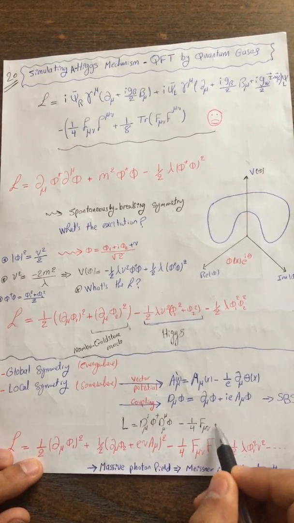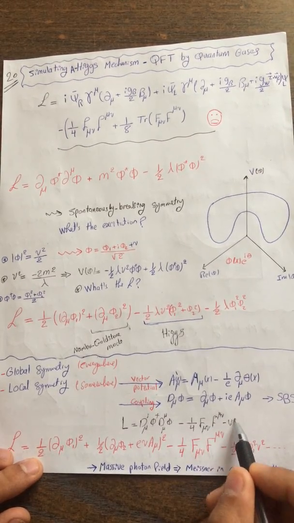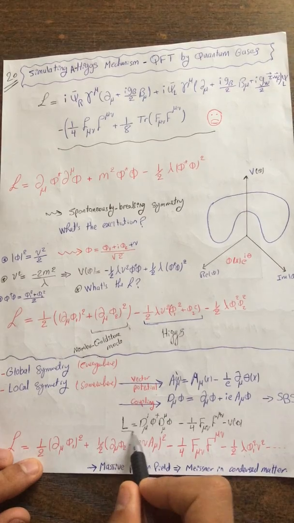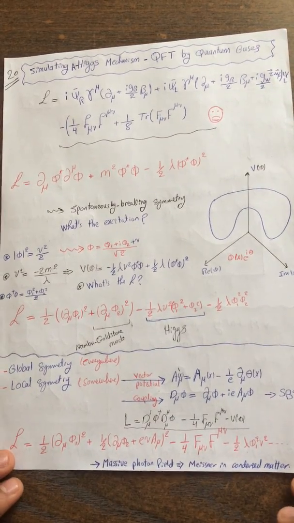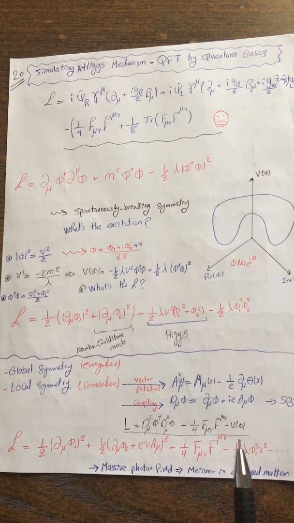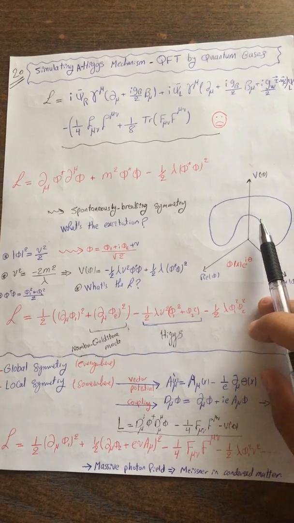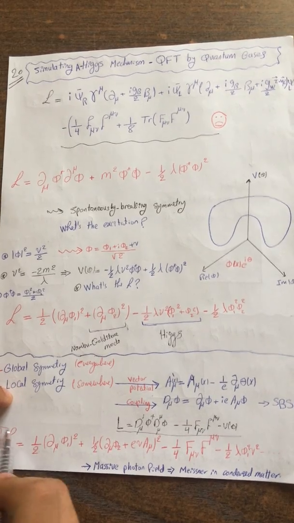For this field tensor. And this is the potential. So remember that we can have this Lagrangian that looks like this. So upon spontaneously breaking symmetry, you will evolve this to this important Lagrangian here. So this is the most important Lagrangian that you can see today.